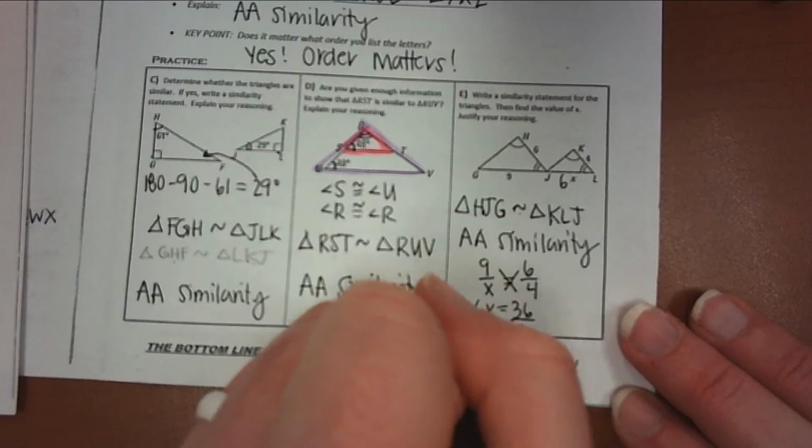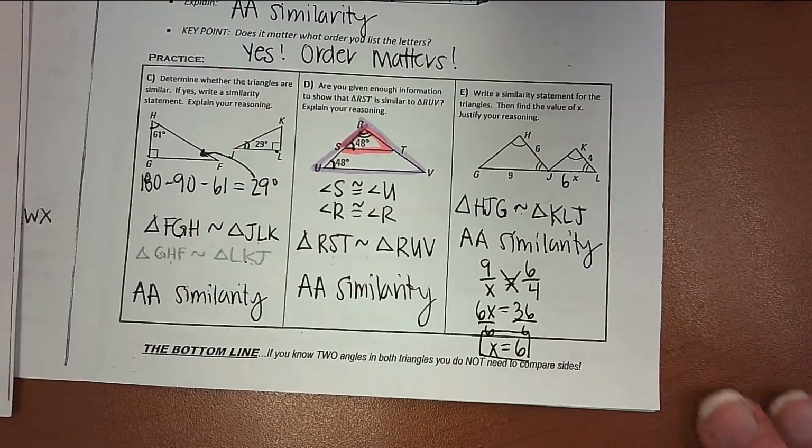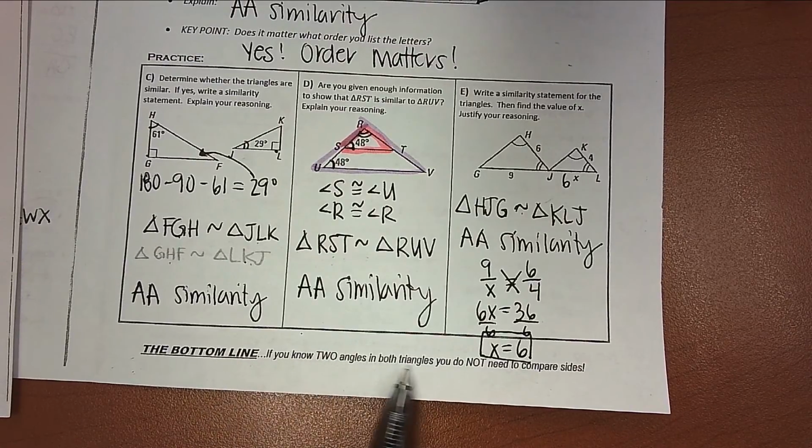And so here is my answer. The bottom line, if you know two angles in both triangles, you do not need to compare the sides.